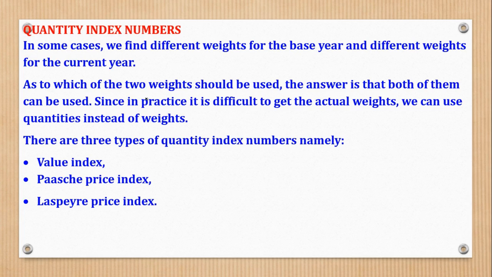As to which of the two weights should be used, the answer is that both of them can be used. Since in practice it is difficult to get the actual weights, we can use quantities instead of weights. That is why we call it quantity index number. So in this case, we no longer deal with weights, we deal with quantities. And this quantity index number has three parts. One is called value index, another one is called Paasche price index, and another one is called Laspeyres price index.